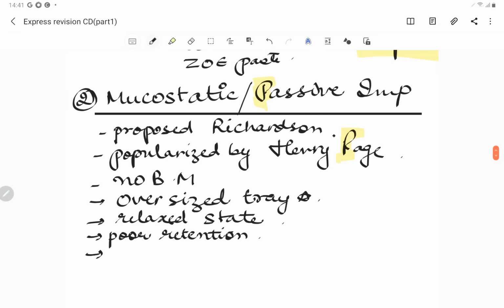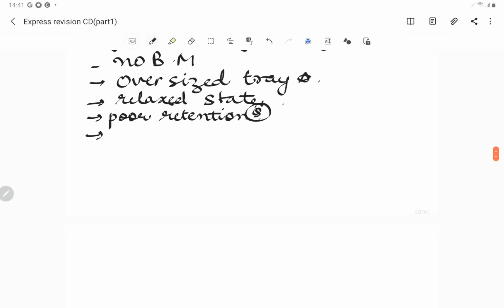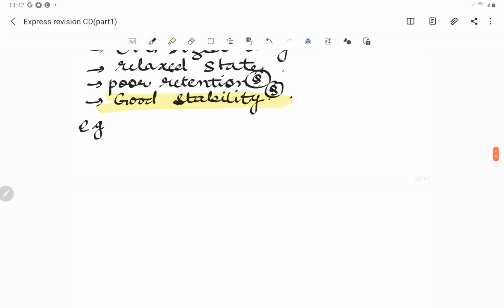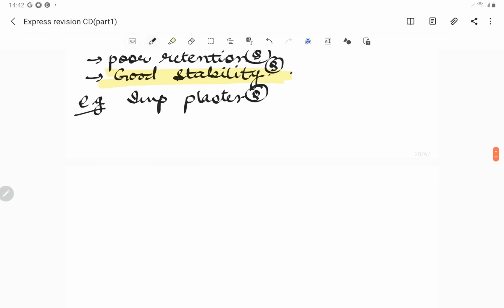But on the other hand, in the mucostatic there is going to be poor retention, but on the same side there is going to be good stability. Though the retention is poor for mucostatic or the passive impression, the stability is good, and the example for this is the impression plaster, which we use for recording the flabby tissues. Impression plaster is the same as a gypsum product. Beta hemihydrate crystals, the same way we mix the plaster of Paris, we mix it.